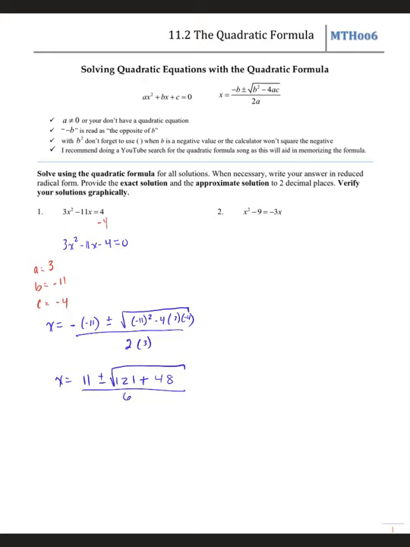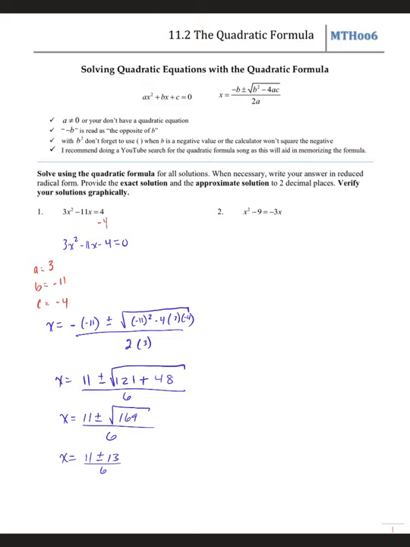Now we have to take 121 plus 48 inside that square root. So we get x is equal to 11 plus or minus the square root of 169 over 6. The square root of 169, well, 169 is a perfect square of 13, so we have 11 plus or minus 13 divided by 6.